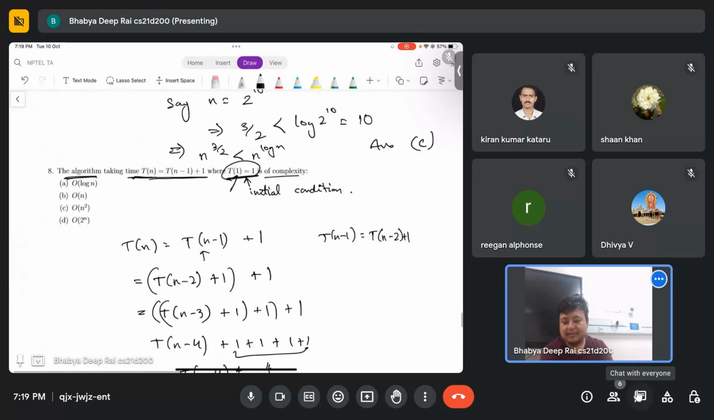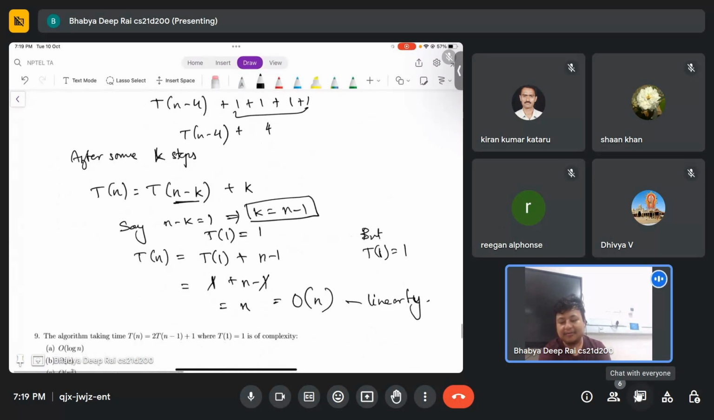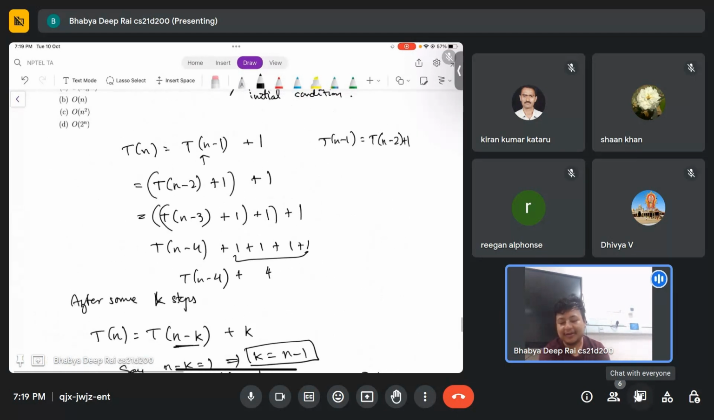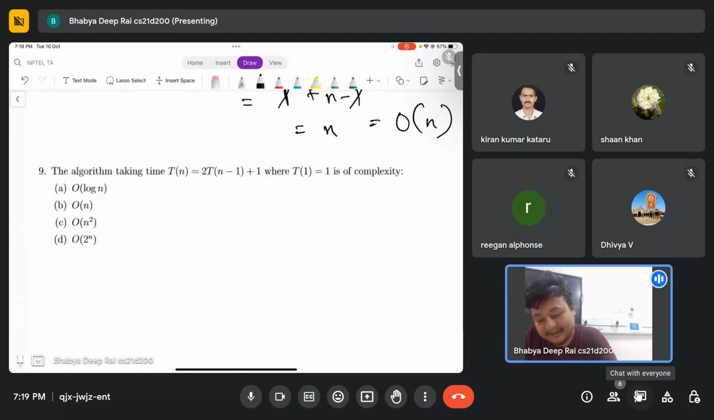So, taking the idea from this particular solution, can you tell me the answer for this particular question? This time it's slightly different. We have a 2 out here. How much of a difference does this 2 make? That is the question. T of n equals 2 times T of n minus 1 plus 1. Can you solve this particular recurrence and tell me the order of growth for this algorithm?